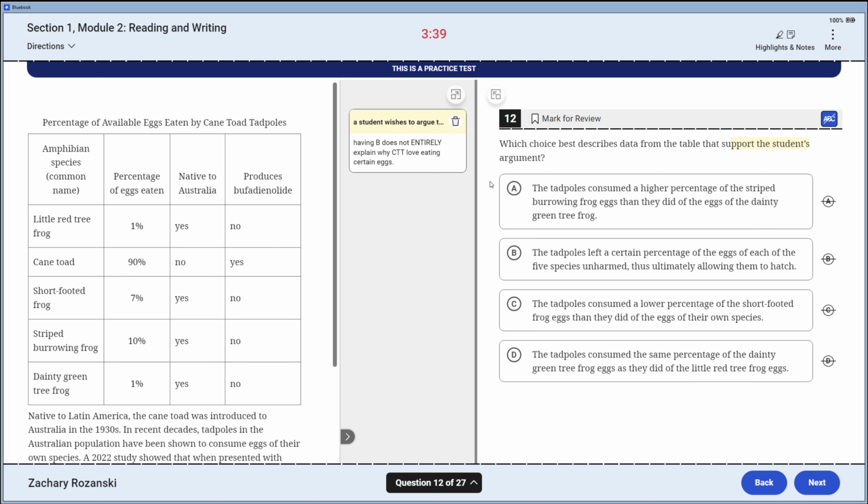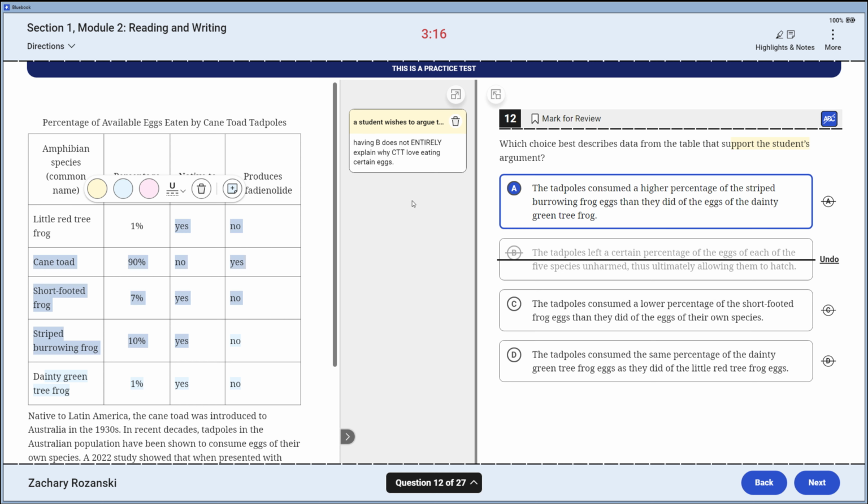The tadpoles consumed a higher percentage of these striped burrow frogs than they consumed of the dainty tree frogs. That is true. They consumed more. The tadpoles left a certain percentage of eggs of each of the 5 species unharmed, thus ultimately allowing them. These benevolent little tadpoles. I don't even care if that's true. I know that this entirely was dropped on just one layer of thinking. We're not showing how charitable these disgusting cane toads are. The tadpoles consumed a lower percentage of the short-footed frog eggs than of their own species. That's true.